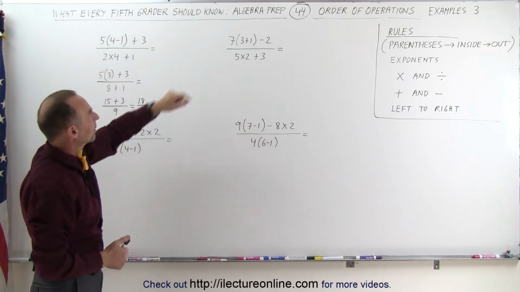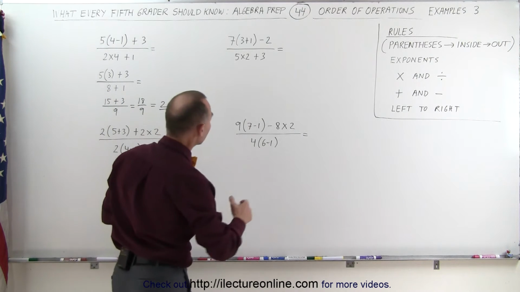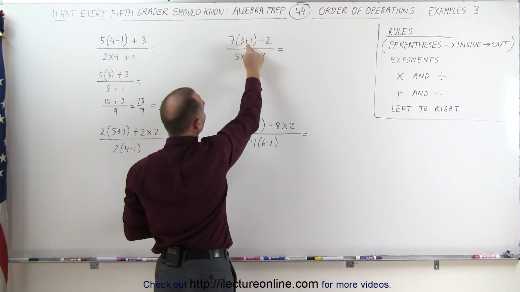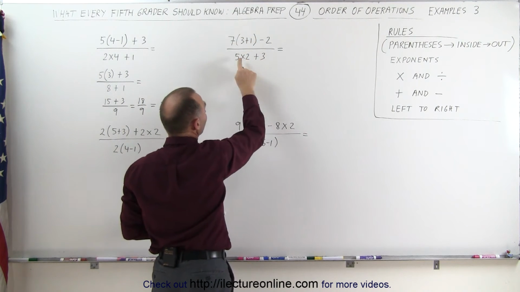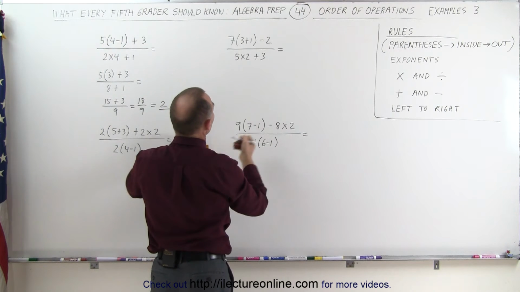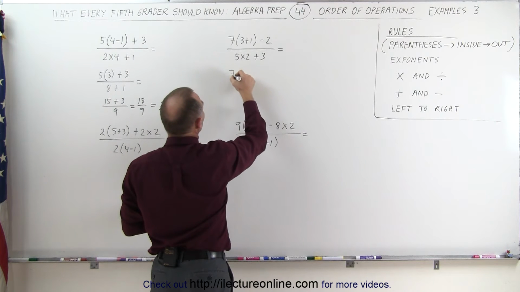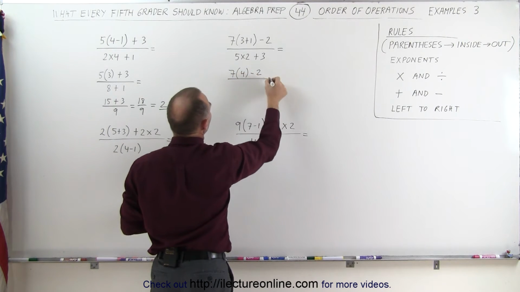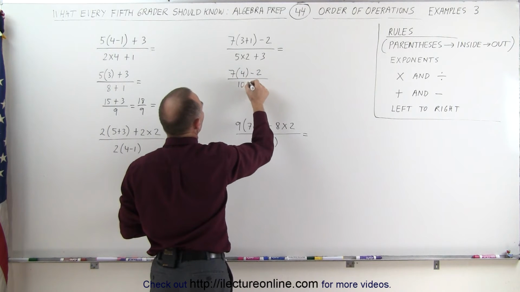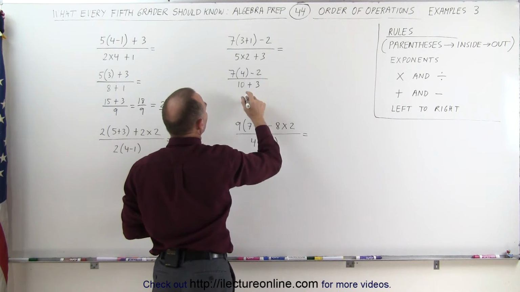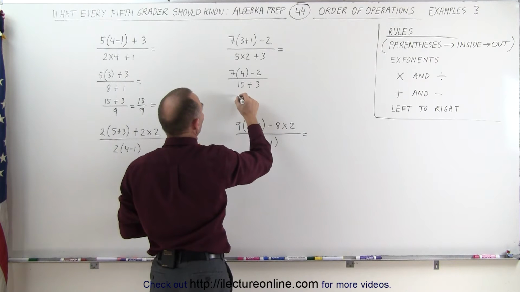Let's take a look at this one over here. Again, in the numerator we have parentheses, we'll take care of those. In the denominator we have a multiplication and an addition. We'll do the multiplication first. The numerator then becomes 7 times 3 plus 1, which is 4, minus 2, divided by 5 times 2 is 10, plus 3. 7 times 4, that's 28.